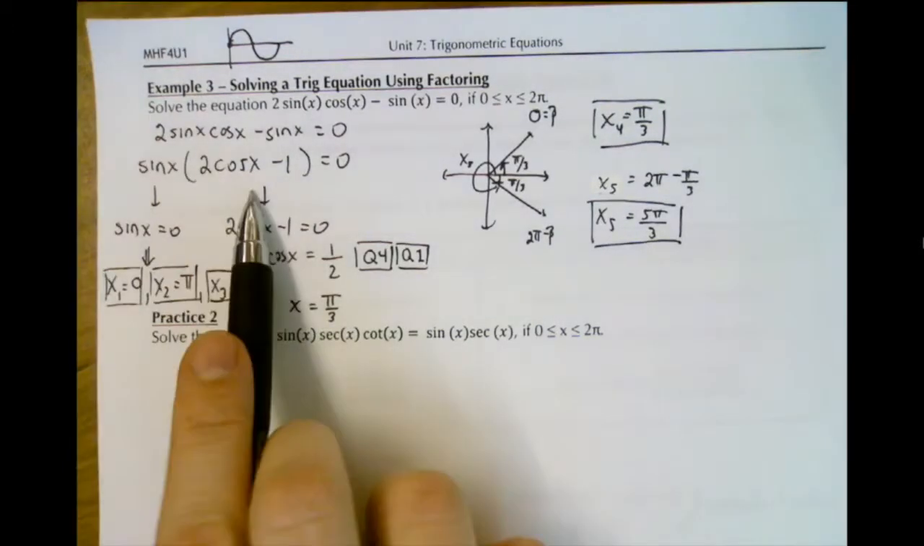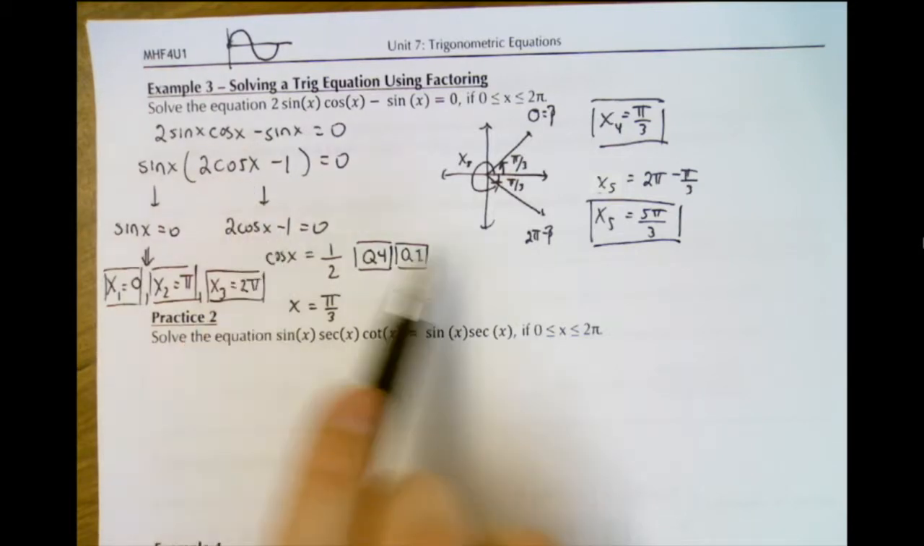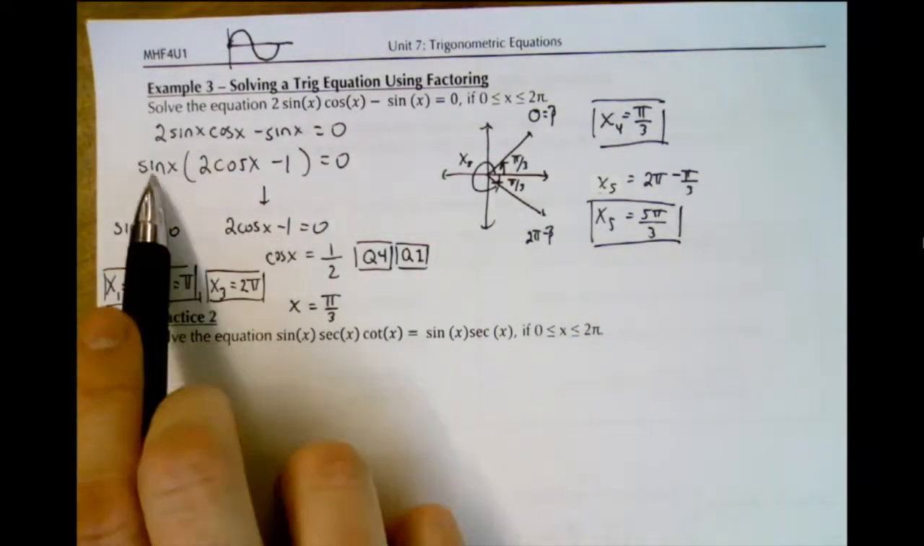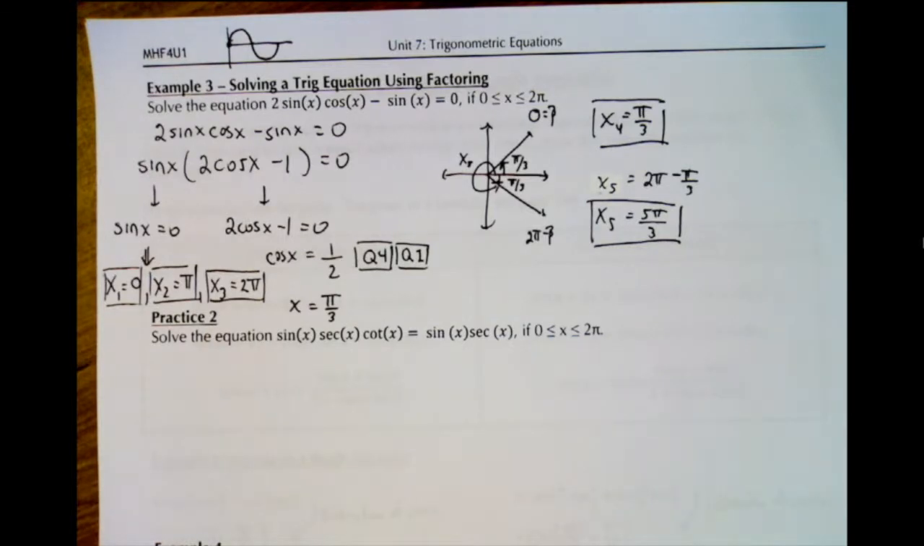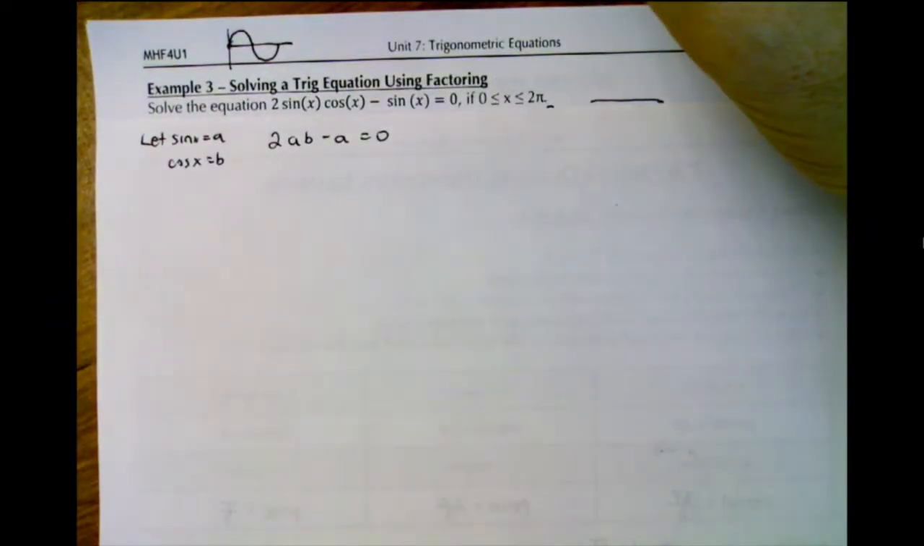2 come from our second factor after common factoring, and our first 3 answers come from our first factor after common factoring. Sometimes it's hard to see the common factoring. So what you could do is a substitution and say, let sine x equal a and cos x equal b. Then your equation says 2ab minus a equals 0.